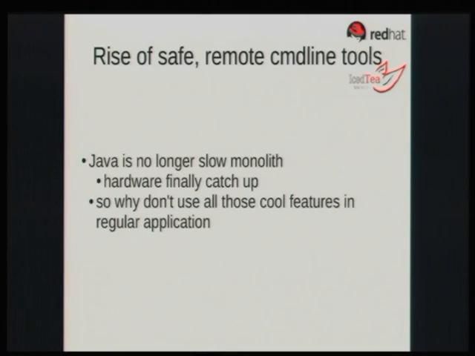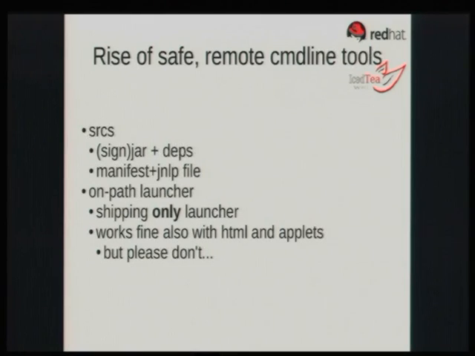As in C. So what do we need? We need everything we need for a normal application. We need source code, but in Java we can sign it, so everybody knows that it is ours. We can get dependencies, additionally put a manifest file inside, and we will have our network launching protocol file. And we will create, in addition, the launcher which will be placed on the path. So we are shipping only the launcher. Everything else will be done by IcedTea-Web. This works perfectly fine also with applets, but please don't do that.